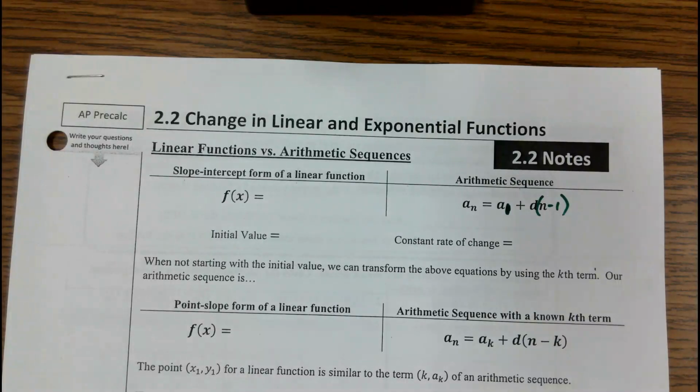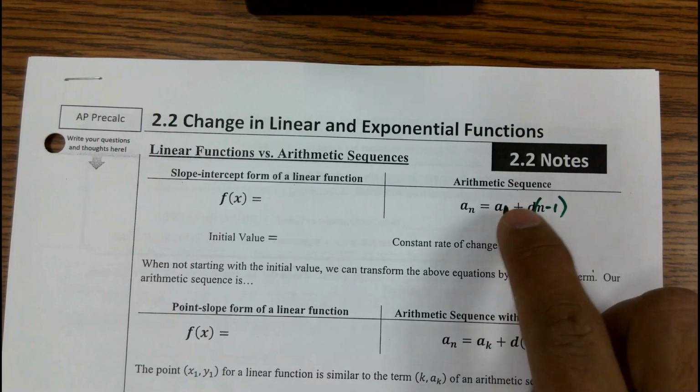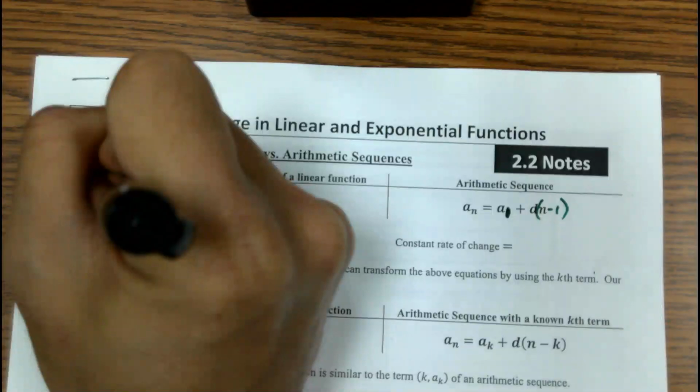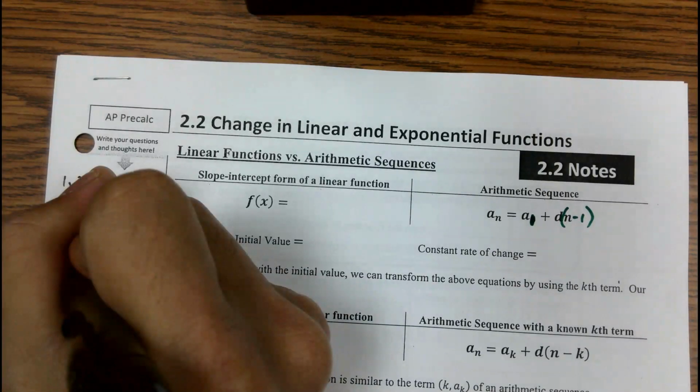Okay, so if we want to relate it to functions, if we have an arithmetic sequence which has a common difference, say for example 1, 3, 5, 7 and so on. We say that this one is arithmetic because what's the common difference? The common difference is 2.